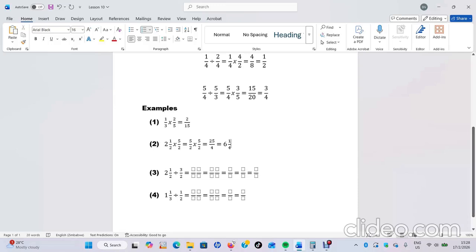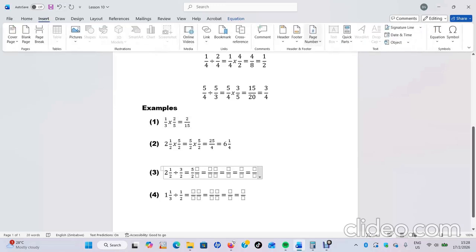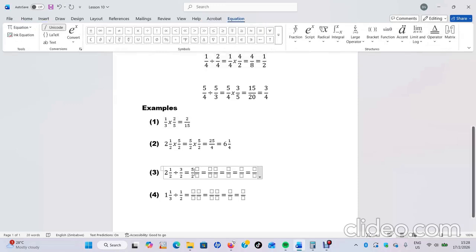Then this third one, 2 and 1/2 divided by 3/2. Let's change that mixed number. It becomes 5/2, then divided by 3/2. If you don't know how to convert a mixed number into an improper fraction, you can refer to the previous videos. So now we have 5/2 divided by 3/2. Then we can invert 3/2 so that we can multiply. So it becomes 5/2 times 2/3. Then 5 times 2 is 10. 2 times 3 is 6.